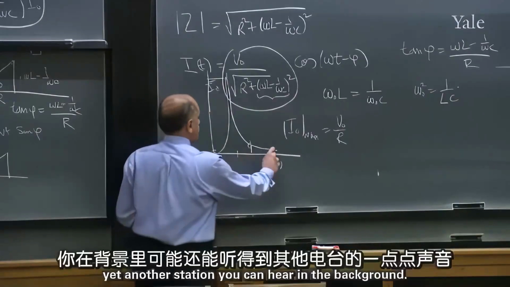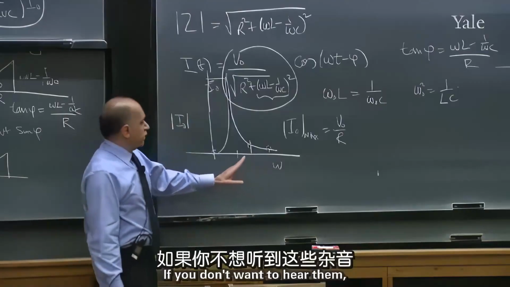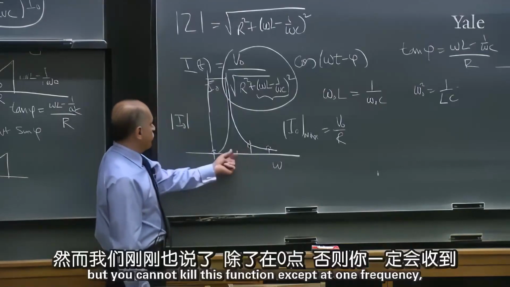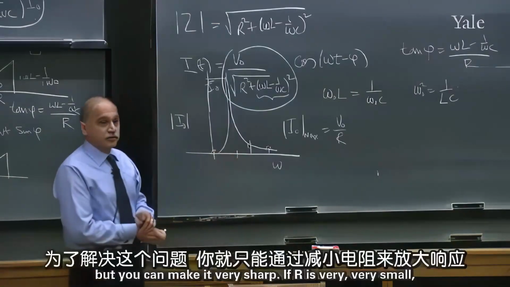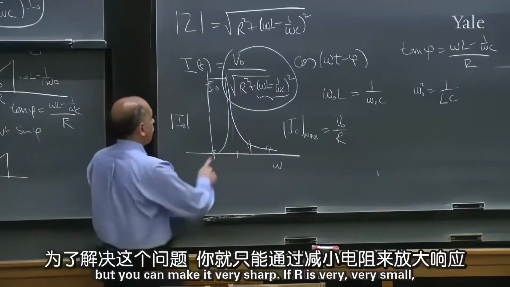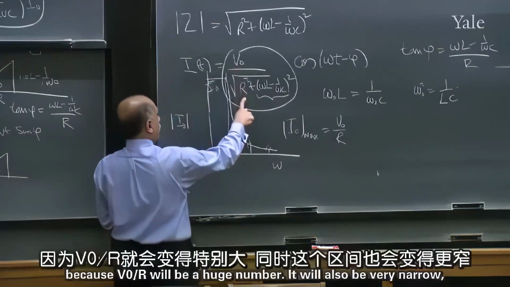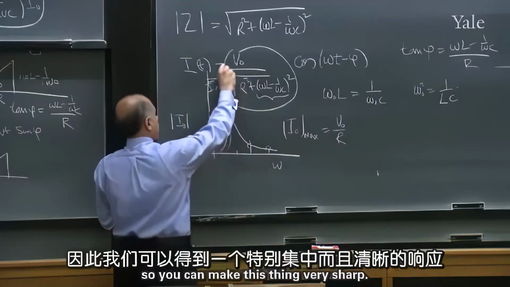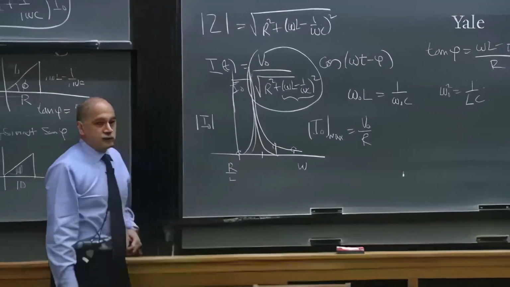And there may be yet another station you can hear in the background, because if you don't want to hear them, you would like to get 0 signal from them, but you cannot kill this function except at one frequency. But you can make it very sharp. If R is very, very small, this function will be very large at resonance, because B naught over R will be a huge number. It will also be very narrow. So you can make this thing very sharp. And that's really controlled by the ratio of R to L.